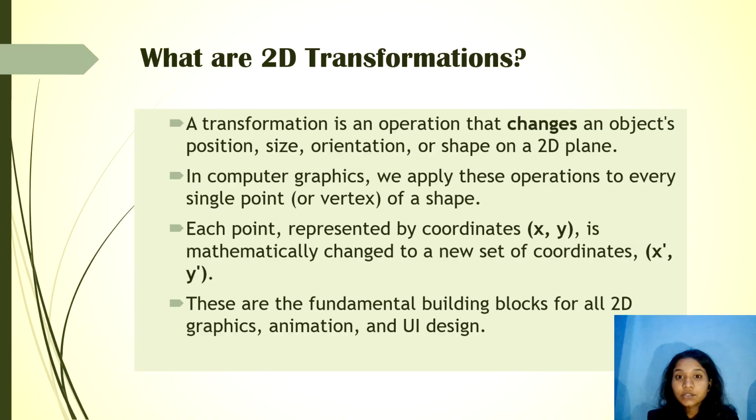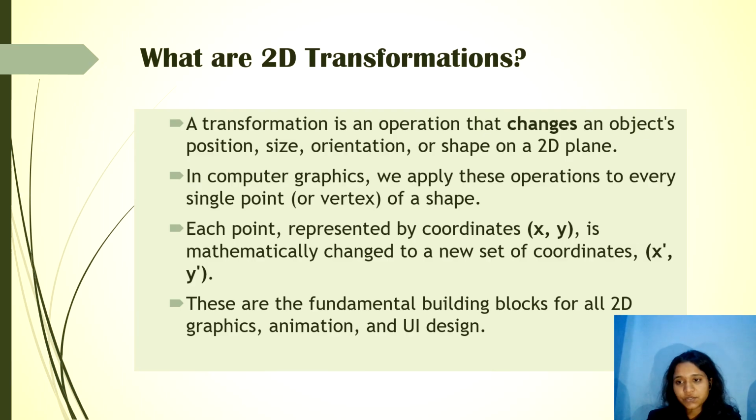So the first question is, what are 2D transformations? Transformation is an operation that changes an object's position, size, orientation or shape on a 2D plane. In computer graphics, we apply these operations to every single point or vertex of a shape. Each point, represented by coordinates x and y, is mathematically changed to a new set of coordinates, that is x dash and y dash. These are the fundamental building blocks for all 2D graphics, animations and UI design.